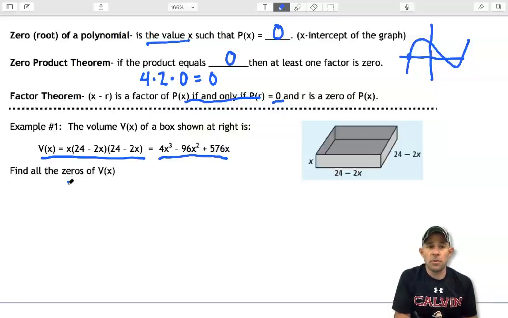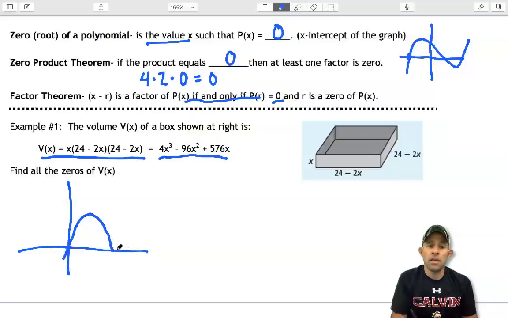Now the other day in class we graphed this function, and we noted that the graph passes through the origin, increases to a certain point, then comes back down, and then it's going to bounce off that x-axis. So it's going to have a couple of points where it crosses the x-axis, those x-intercepts, and those are going to be the zeros. Now the way we go about finding all the zeros of our volume function here is to take a look at the factored form. So the factored form is going to be the easiest for us.